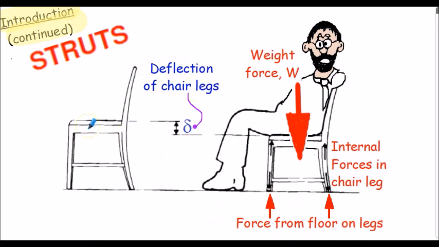Considering a chair, for example, our weight force acting down places the legs of the chair here in compression. But in this particular case, we're unlikely to be concerned about buckling of the chair because usually chair legs are quite stocky or can be braced as shown here. So buckling of the chair legs is unlikely to occur.